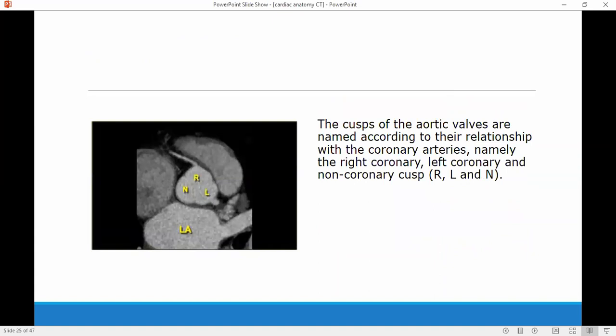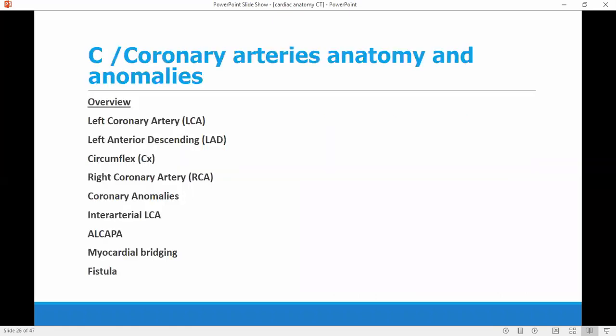The cusps of the aortic valve are named according to their relationship with the coronary arteries, namely right coronary, left coronary, and non-coronary cusp. Coronary arteries, anatomy and anomalies, overview. Left coronary artery, left anterior descending, circumflex, right coronary artery, coronary anomalies, and we will discuss interarterial LCA, ALCAPA, myocardial bridging, and fistula.